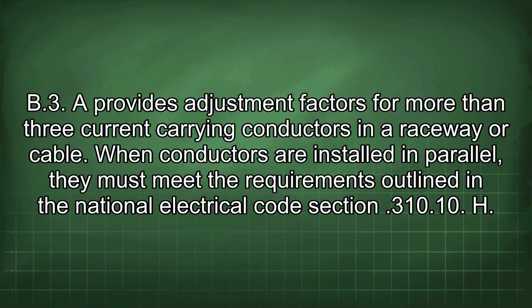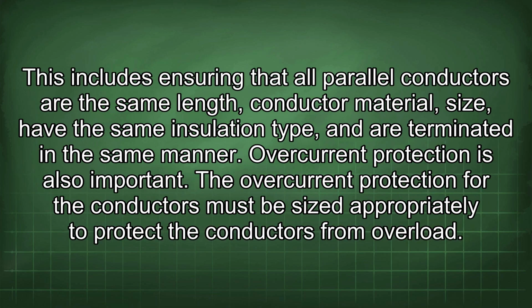When conductors are installed in parallel, they must meet the requirements outlined in the National Electrical Code section 310.10h. This includes ensuring that all parallel conductors are the same length, conductor material, size, have the same insulation type, and are terminated in the same manner.